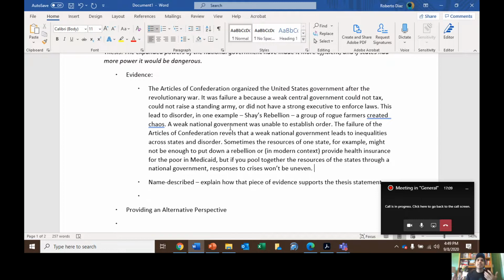you have more uneven responses, right? You might have lower capacity of states to put down something as dramatic as Shays' Rebellion, as in the Articles of Confederation, when Massachusetts really struggled to put down Shays' Rebellion. A national government pulls all these resources together from states that might have more money to establish things that we might take for granted in today's context, like order or even health insurance or other things as well.